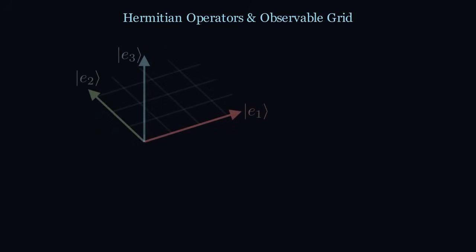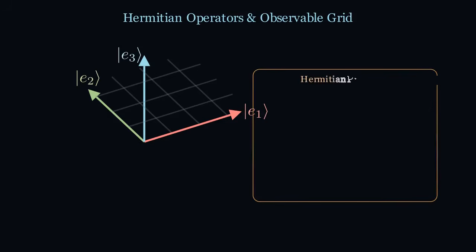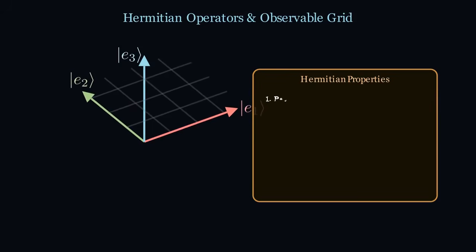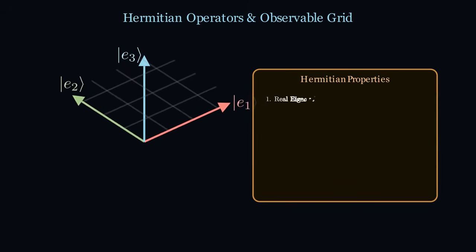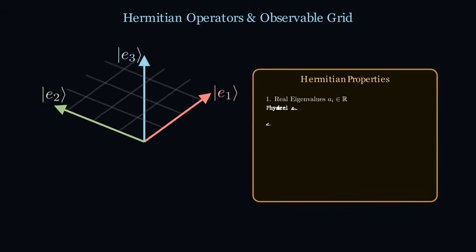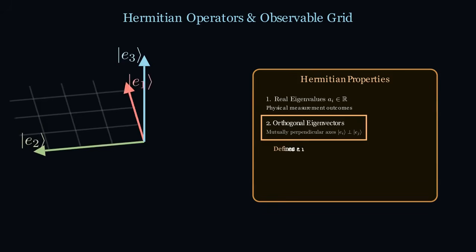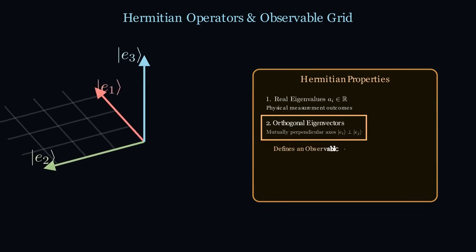Because real-world measurements must yield real numbers, quantum physics restricts us to Hermitian operators. Geometrically, a Hermitian operator has two critical properties. First, its scaling factors, which we call eigenvalues, are always real numbers. Second, its preferred directions, or eigenvectors, form a set of independent, mutually perpendicular axes. This perpendicularity builds a coordinate grid where each axis represents a definite physical outcome. This axis and outcome pair is what physicists call an observable.